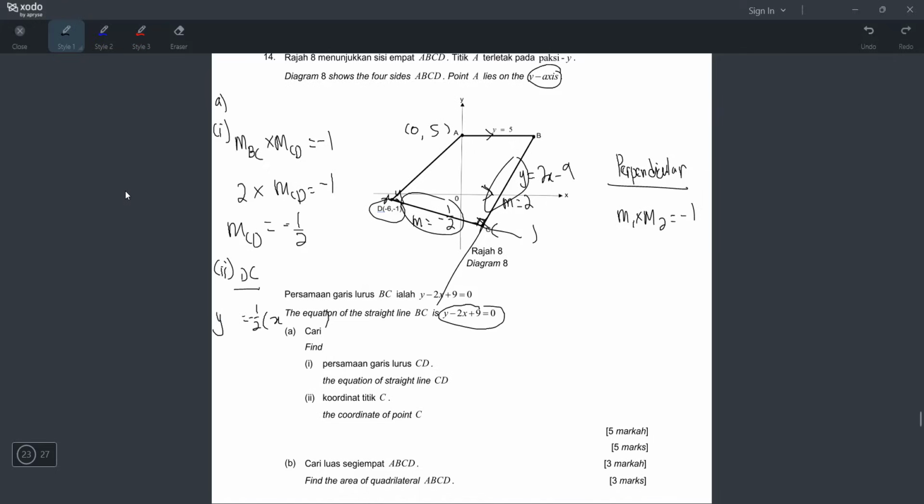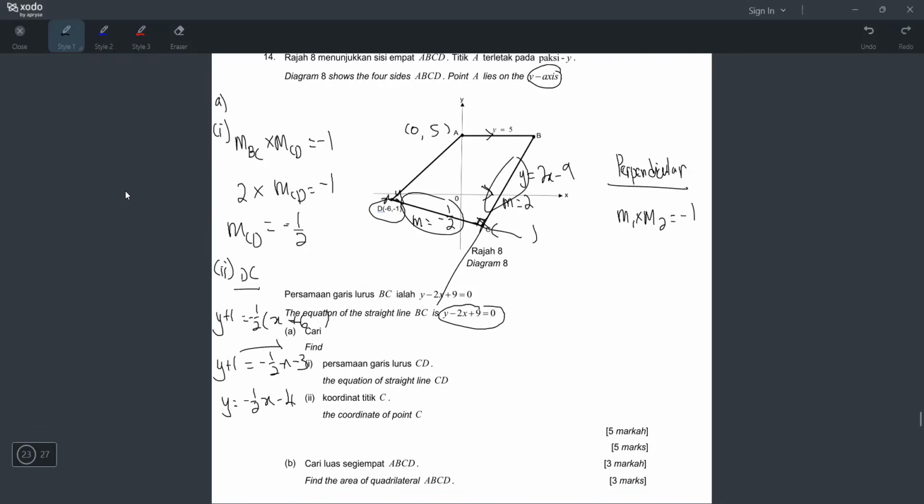So y minus y, y minus -1, so y plus 1. x minus x, so x minus -6, x plus 6. By the way, for those students who want to do y equals mx plus c, you can also. You will get the same answer as me. Don't worry about that. Now expand this, it becomes -1/2 x, and then 6 divided by -2, which is -3, and this side is y plus 1. So now your equation comes out: -1/2 x, -3 plus 1 becomes -1, so y equals -1/2 x minus 4. So this is the equation of DC.